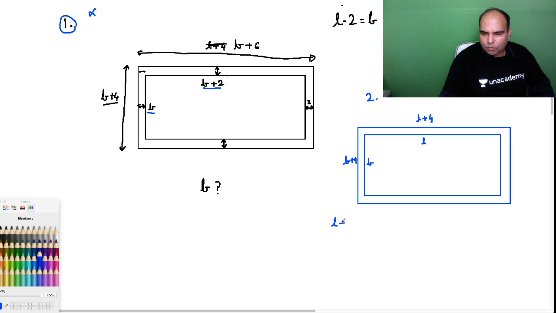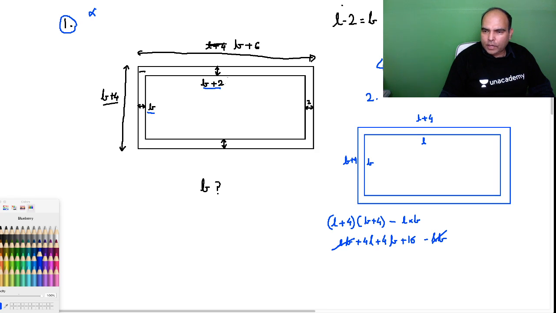Because if I check it, the original area of the path I can find out by taking the area of the outer rectangle, L plus 4 into B plus 4, and subtracting the area of the inner rectangle, L into B. So when we do this, LB comes directly, plus 4L plus 4B plus 16, minus LB. So LB will cancel, and the original area of the path is 4L plus 4B plus 16, and you can write it as 4 times L plus B plus 4.